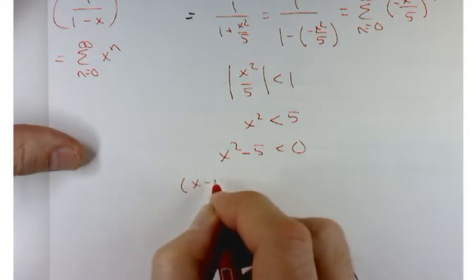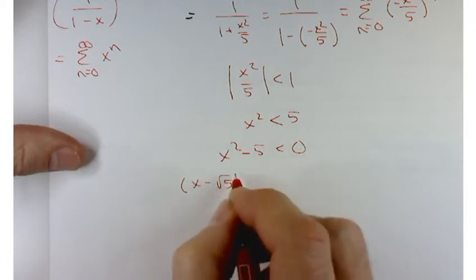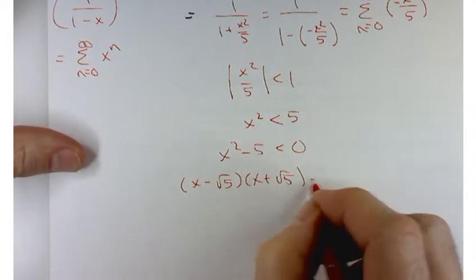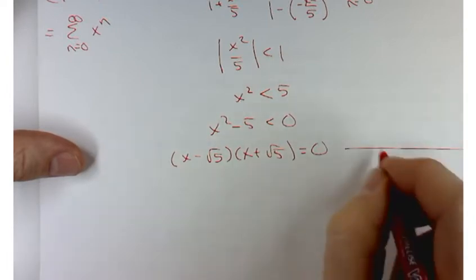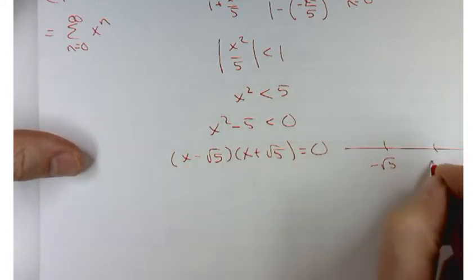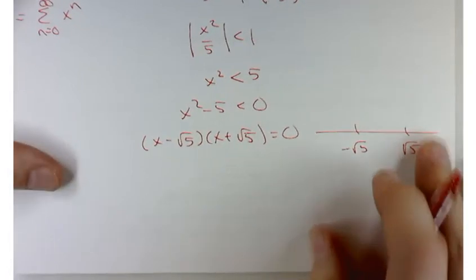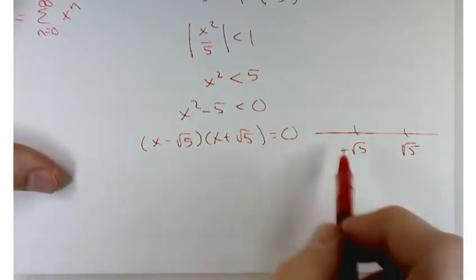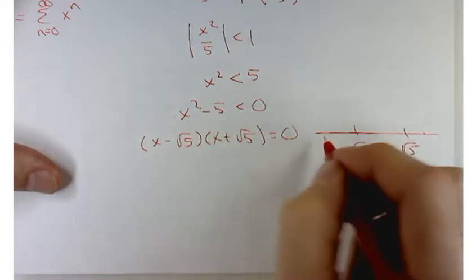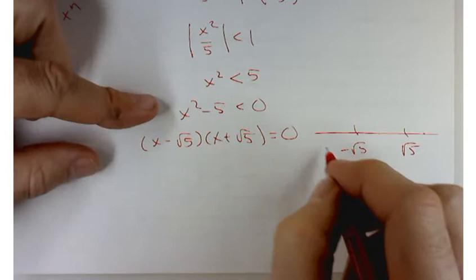If you factor this as 2 times x minus the square root of 5 and x plus the square root of 5, set it actually equal to 0, that gives you 2 points where it's equal to 0: negative root 5 and positive root 5. If you plug in values of x to test this inequality, let's choose some in each of these intervals.